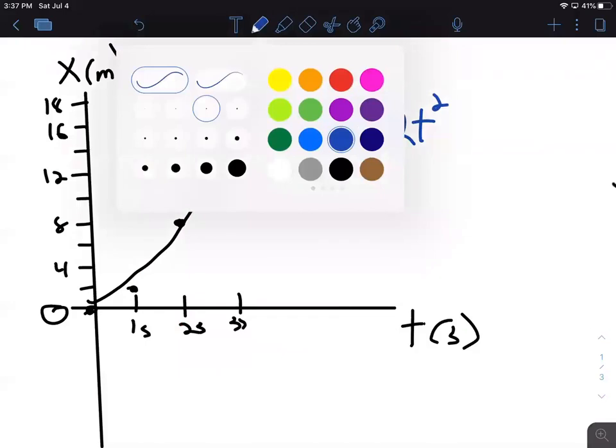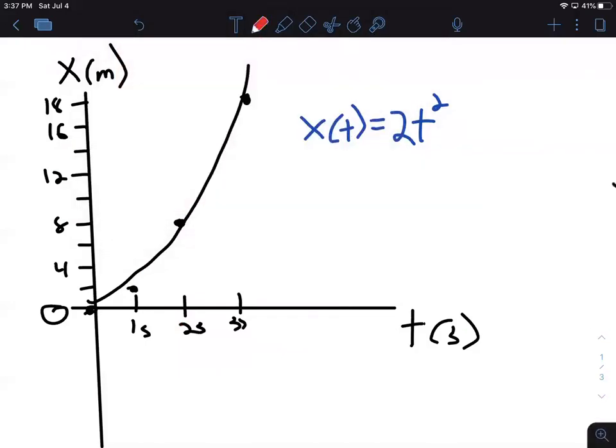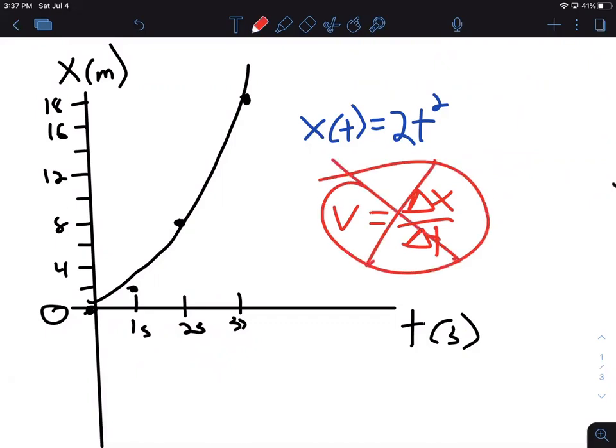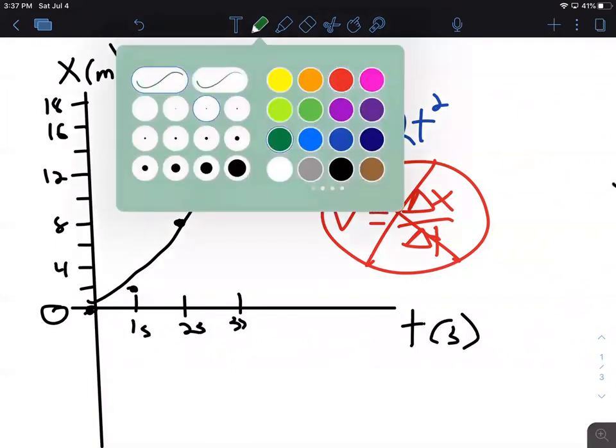So what do we do about the velocity? Previously, we were able to say velocity was delta x over delta t. We cannot do that anymore. That was in that nice case where we had a line, and we can find the slope of a line by doing rise over run. We no longer have a line, so we can no longer do rise over run to find the slope, to find the velocity.